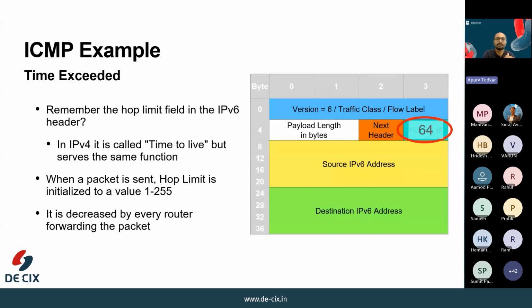Each time a packet is created, the field is initialized with the value, and each time a packet passes through a router, the hop limit or the TTL value is decremented by 1. So if it ever reaches 0, the packet is then discarded by the router.